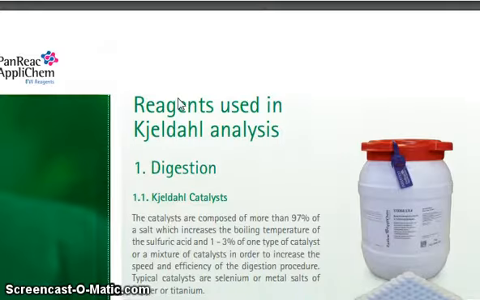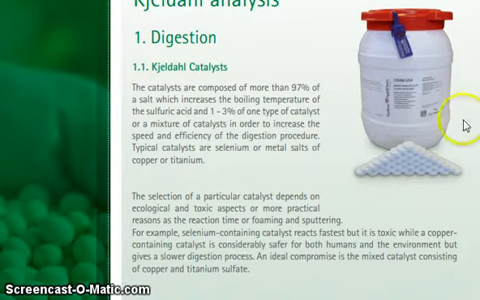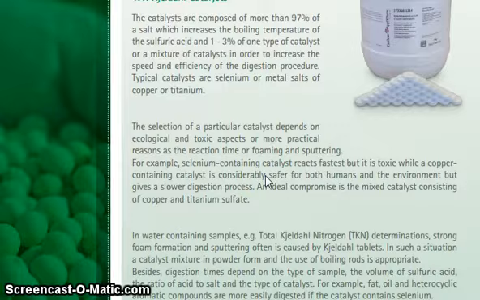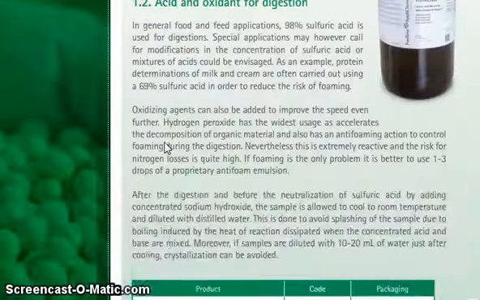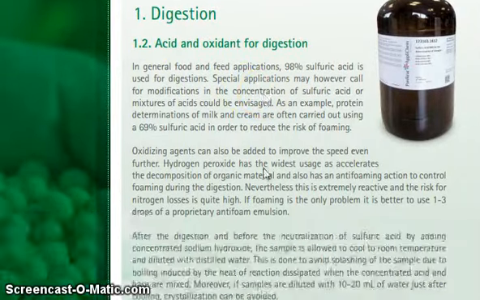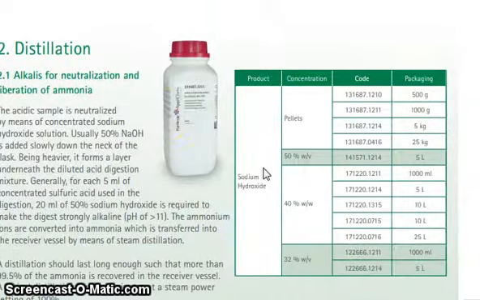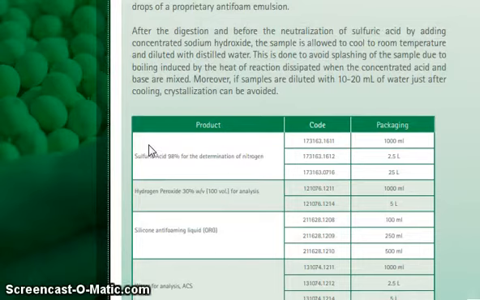So friends, the reagents used in general analysis digestion, you can see the general catalyst, and these are the calculations. You have used general analysis digestion, acid and oxidant for digestion, and for distillation, you can do the distillation. So friends, you can estimate the presence of nitrogen in your sample.